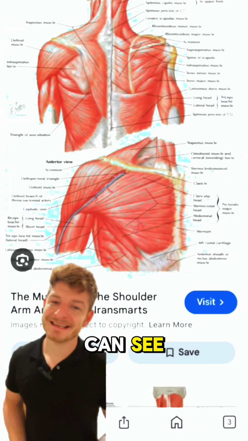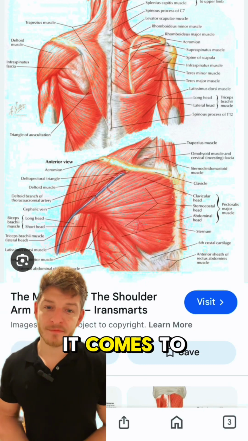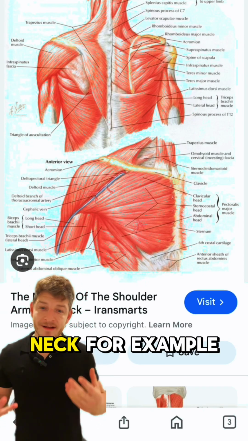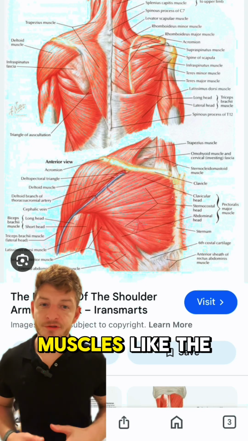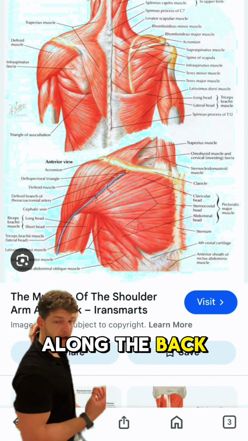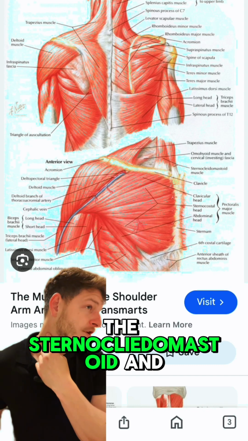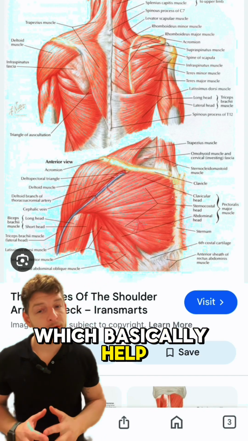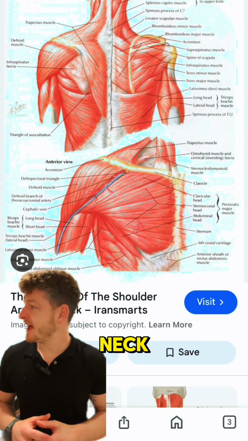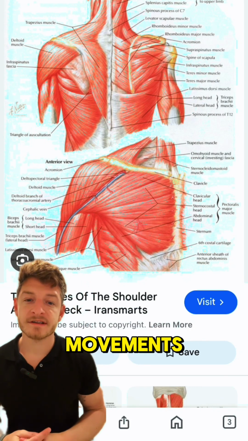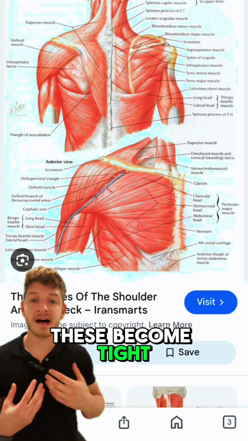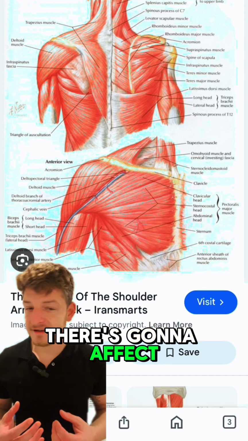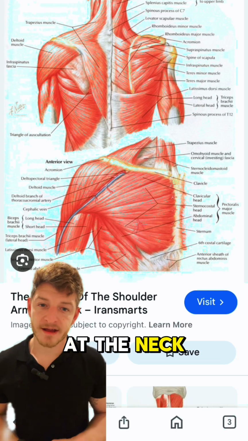Okay, so as you can see, there are a lot of muscles at play when it comes to the neck and shoulder region. With the neck, for example, we're going to need muscles like the trapezius that run along the back, the sternocleidomastoid, and even the levator scapulae, which basically help with stabilizing the neck as you go through these normal movements. If any of these become tight or overworked or painful, that's going to affect the range of movement that you do have in the neck.